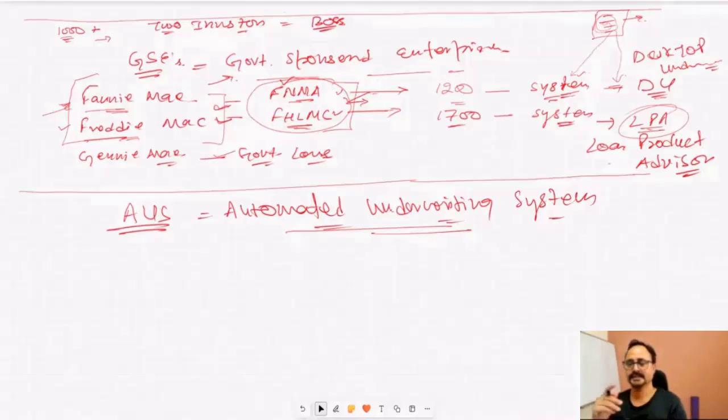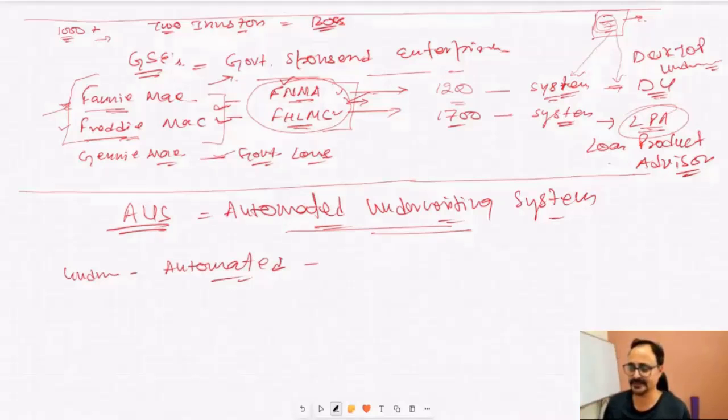AUS means, see, there are two different types of underwriting. One is automated, where we didn't do anything. We supplied all the data to the system, and the system automatically did everything and gave us the findings. What findings? That okay, this is the DTI, this loan is approved or not, or these documents need to be obtained from the borrower. Automatically, I just clicked on the button, run automated underwriting. It ran and gave me the report. I was just waiting.